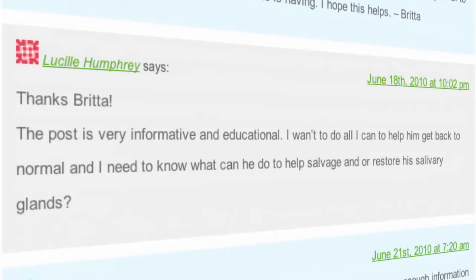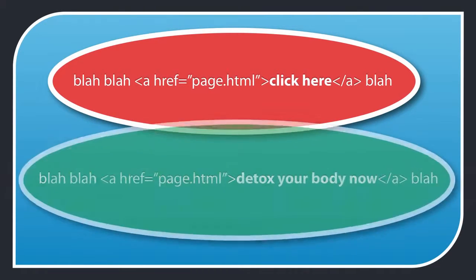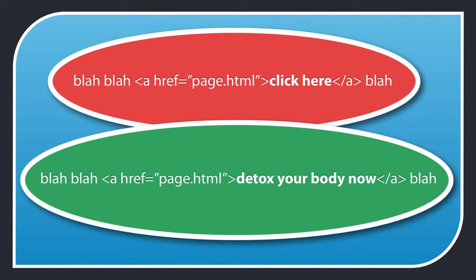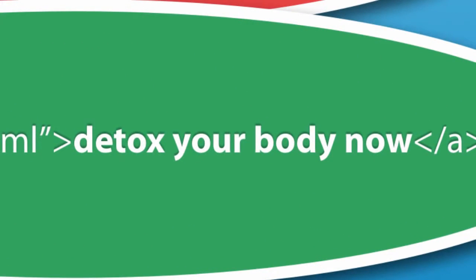A final point about anchor text. Getting your keywords into the anchor text of the link is the best SEO you can do. Don't link with the text, click here. Instead, use linking text which contains the keywords you want to rank for, like this. Do you see how Detox Your Body Now is inside the link text? We want to rank for detox and detox your body, so that's what goes in the linking text.